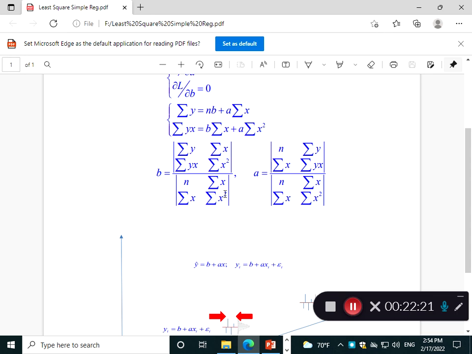Turn these two simultaneous equations into the determinant form, with the left side as the denominator part, and then the numerator part uses the same denominator, substituting B using the right-hand side and A using the left-hand side. Then you can solve for A and B. So far, so good?